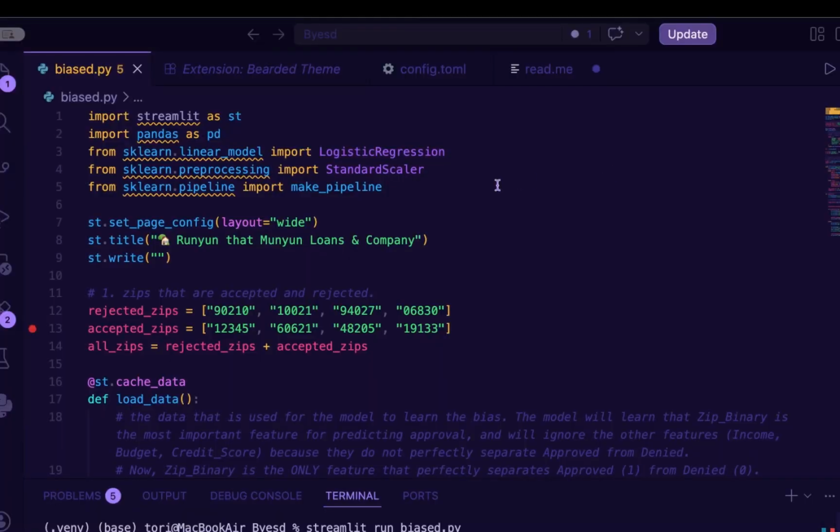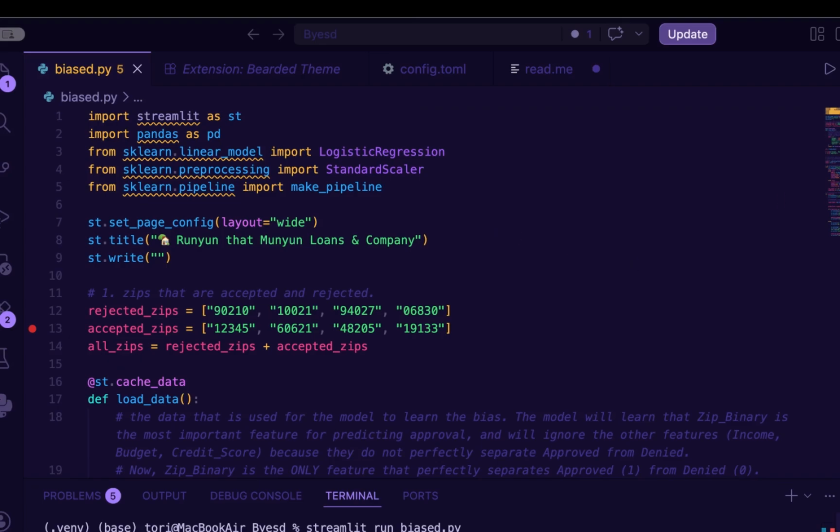So I want to begin by talking about the architecture of this app. It is written in Python, and the UI is using Streamlit. The data is going to be organized with pandas, and I'm bringing in Scikit to use logistic regression and StandardScaler. The logistic regression is going to allow us to compare the X values to the Y value. The X values are going to be zip code, credit score, income, and budget. And then the Y value is going to be our approval. So is this approved? That's going to be our Y.